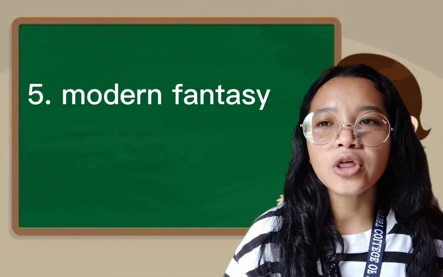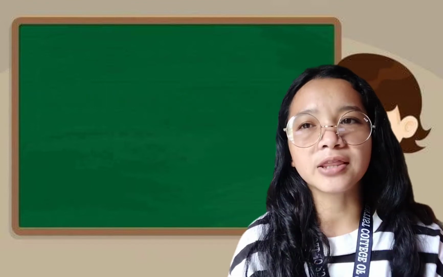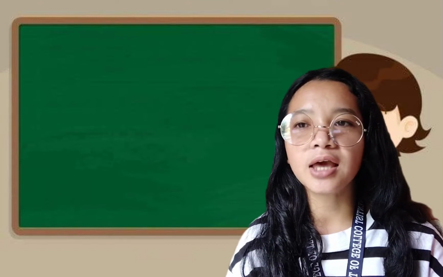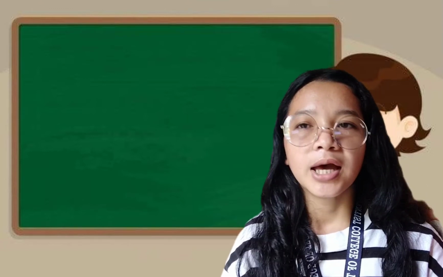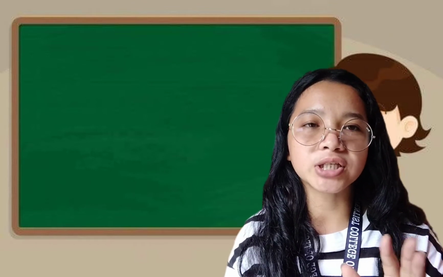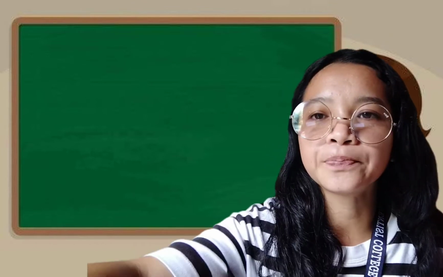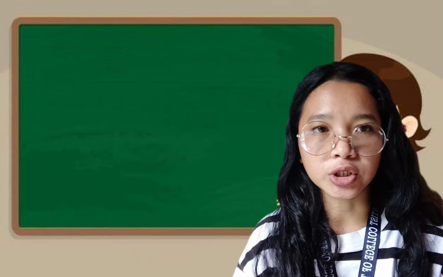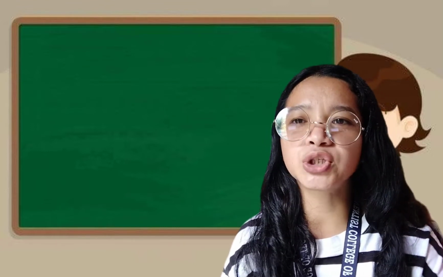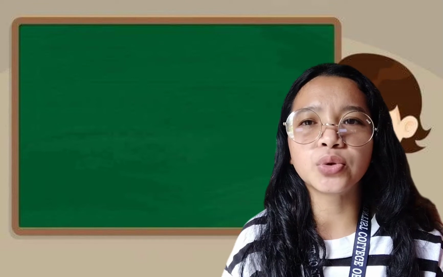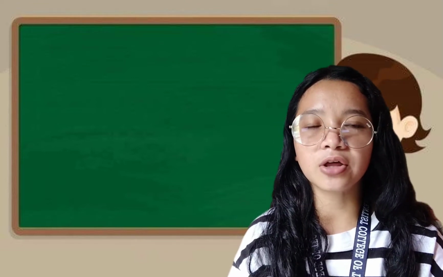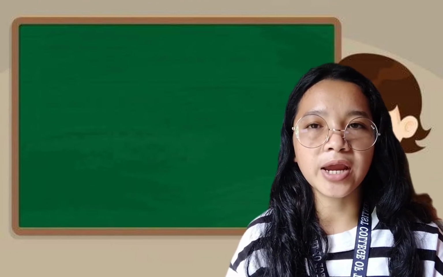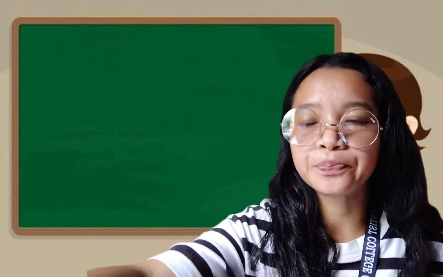Number 5, modern fantasy. Modern fantasy refers to tales born out of the writer's imagination where fantastic elements such as talking animals and magical beings like witches and strange creatures appear. And number 6, realistic fiction. Realistic fiction refers to made-up stories but which can be true in real life. Children relate to the main character, allowing children to feel or go through the experience as if it were true.